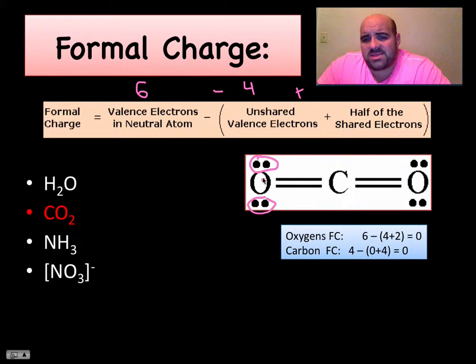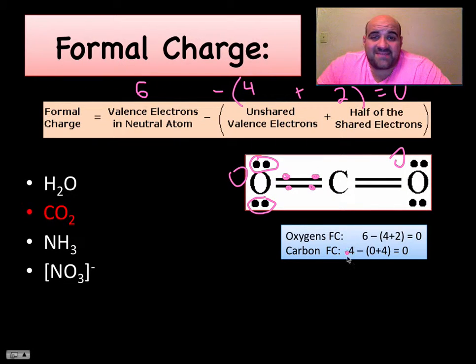And how many electrons is this oxygen sharing with this carbon? Well, each one of these bonds represents 2. So it's sharing 4 electrons. Half of that is 2. And we've got a parenthesis here. 6 minus 4 plus 2 in the parentheses. Again, it equals 0. Formal charge on oxygen in both cases is 0.